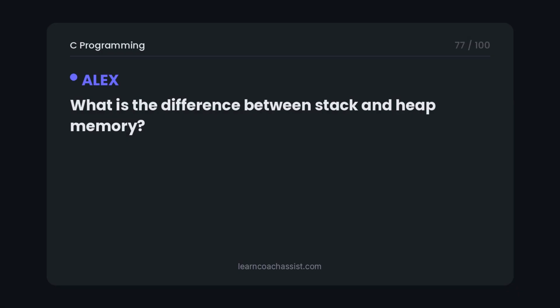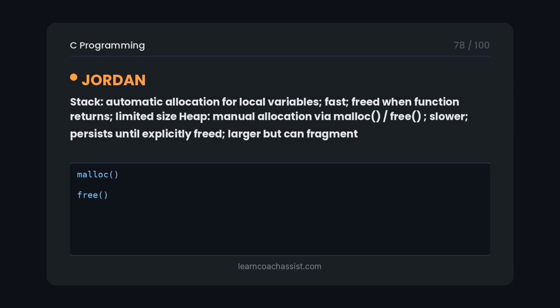What is the difference between stack and heap memory? Stack: automatic allocation for local variables, fast, freed when the function returns, limited size. Heap: manual allocation via malloc and free, slower, persists until explicitly freed, larger but can fragment.